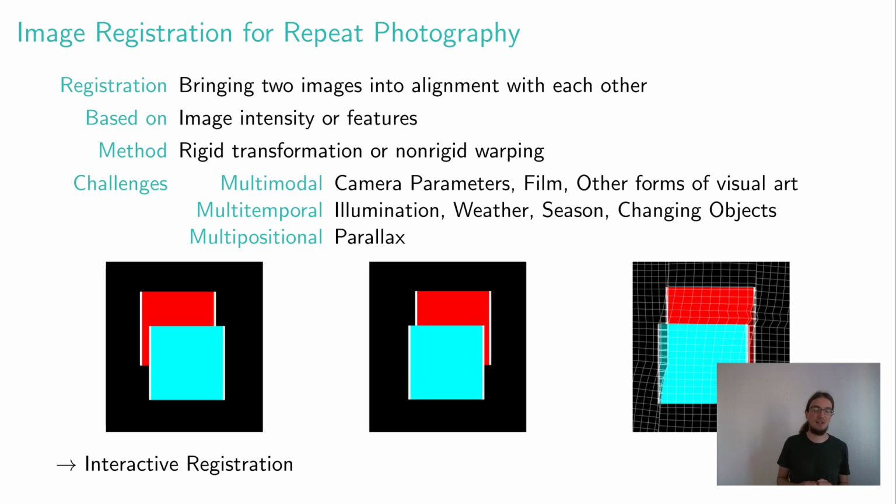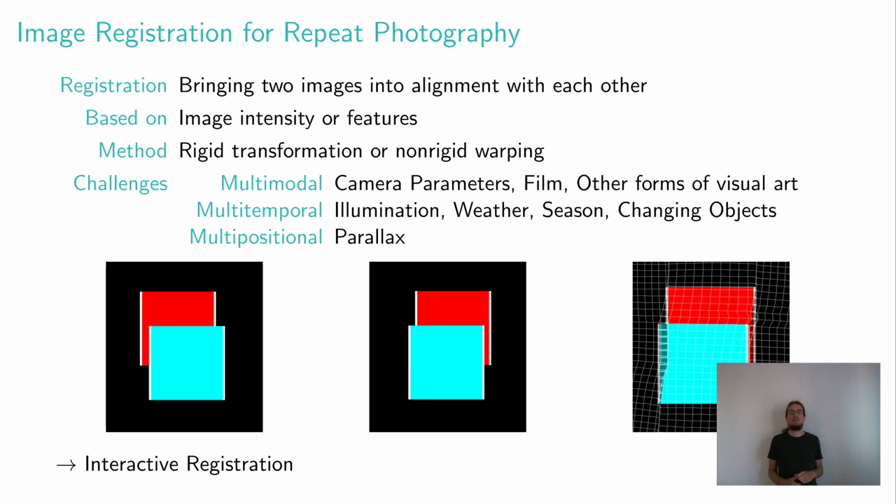This is classically based on image intensity or features if you use an automatic approach. And you can further divide these into rigid transformations, where you have a transformation matrix which is applied globally to the complete image, and non-rigid warping, where you have local adaptations which are pixel-wise and change the pixel location relative to each other. And this allows for more fine-grained and finer adjustments, but can introduce artifacts like curved lines become straight or straight lines become curved.